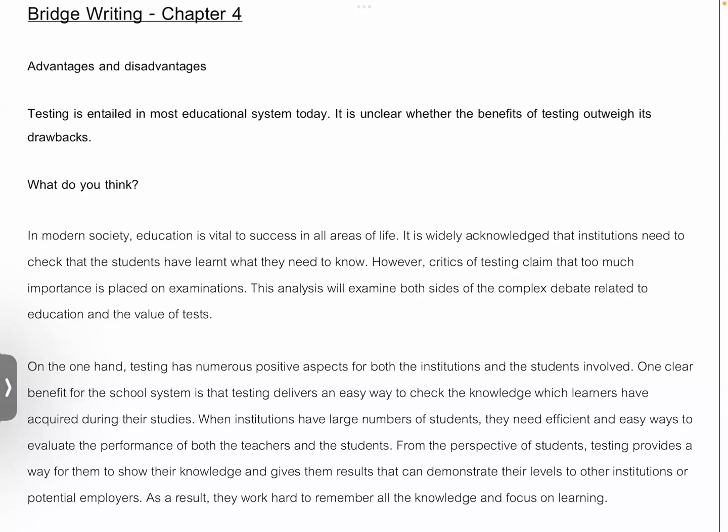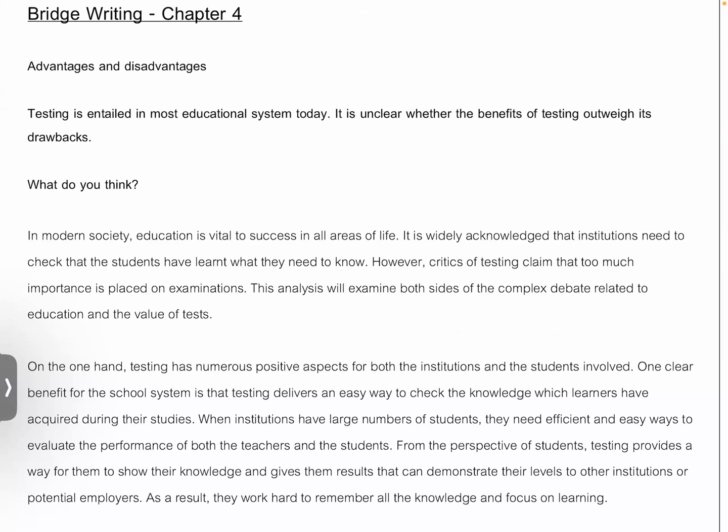All right. Now here's the last model answer for advantages and disadvantages essay. Let's have a look at it. Okay, so the question is about testing. It says testing is, entails means exist, in most educational systems today. It is unclear whether the benefits of testing outweigh its drawbacks. What do you think?